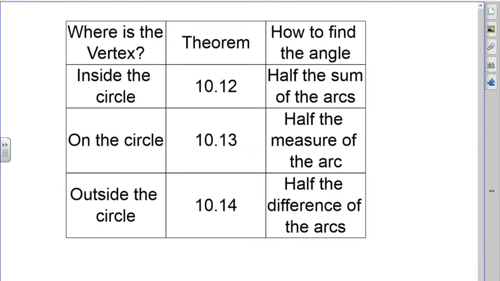So here it is. It's theorem 10.12. It'll flash up in a second, or you can just copy it from your textbook. The question is, where's the vertex formed by the two secants? Well, it's inside the circle. That's theorem 10.12, so it's half the sum of the arcs. Where's the vertex? If it's on the circle, which is theorem 10.13, then you're just half the measure of the arc. And if you're outside the circle, that's theorem 10.14. You're half the difference of the arcs.